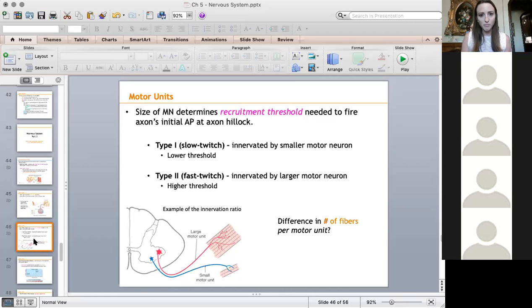Difference in number of fibers per motor unit. We said that was called the innervation ratio, which I have right here, an example of an innervation ratio. The motor units in a large muscle like our quadriceps have more fibers per motor unit, whereas the motor units in my hand have a very small number of fibers connected to that neuron. So that's the innervation ratio. It's the difference in the number of fibers in the motor unit. So we have larger motor units in larger muscles, smaller motor units in smaller muscles. So that makes some sense there.